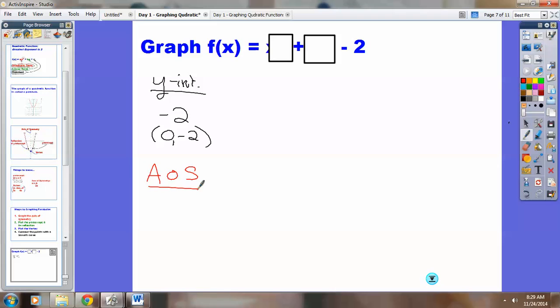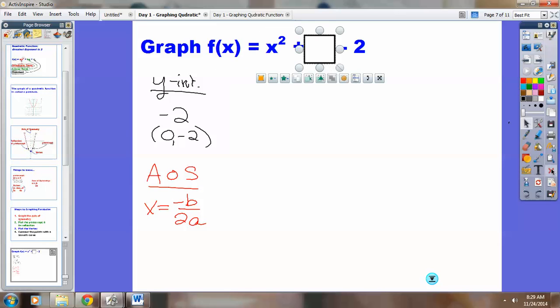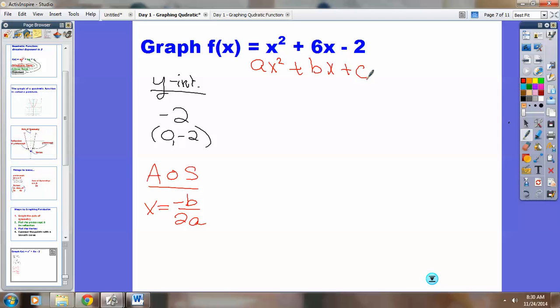What would a be in our case? What's in front of x squared? 1. What's b? 6. And c, our constant? It's -2. If we know what a, b, and c are, we can easily find our axis of symmetry. Really, we only need a and b. So to fill into your equation here, we have x equals, it's always an equation. This is the opposite of b. So if b is 6, the opposite of that is -6 divided by 2a. 2 times 1. So -6 divided by 2.